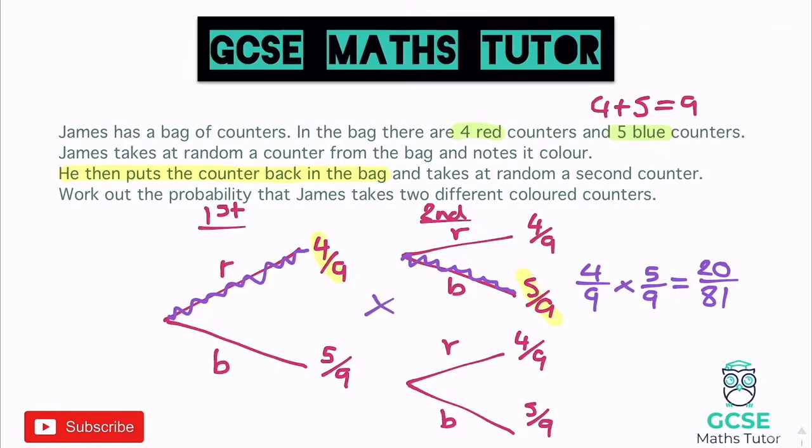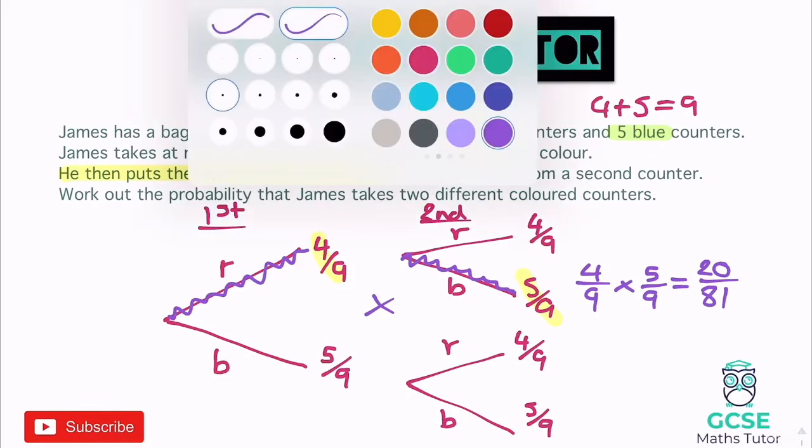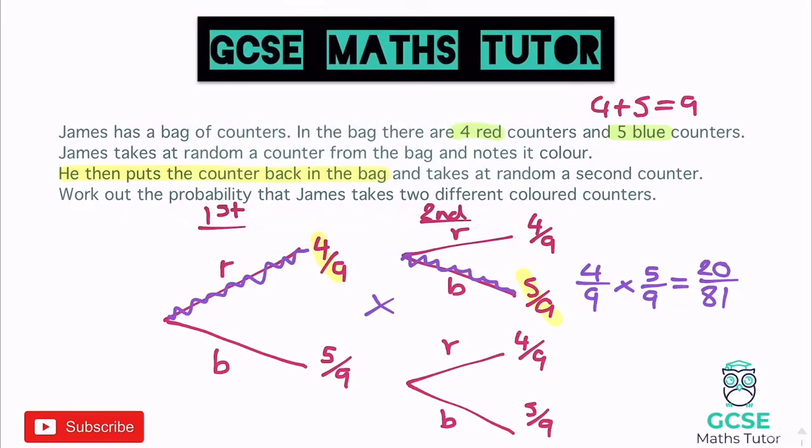Now what we're going to have a look at now is the other way of getting two different counters, because I could take, instead of a red then a blue, and I'm just going to do a different colour here, I could take a blue and then I could take a red. And that would also give me different colour counters. And again, that goes through these two different fractions, so 5/9 and 4/9. And if we times them together, you'll probably notice here that actually we're going to get the same answer because it's the same two fractions in reverse.